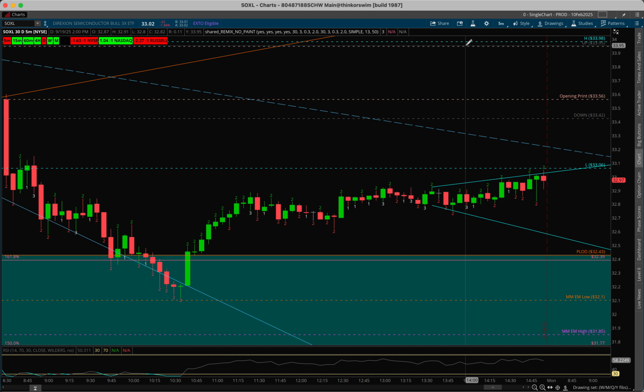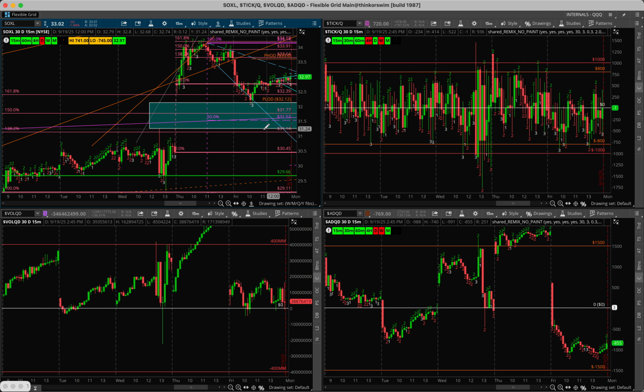Let's take a look at the QQQ internals and SOXL's price action on the week. So we can see in the upper left-hand part of the page, we've got SOXL's price action. The lower left-hand, we've got vol QD, which is basically just money going in versus money coming out. The lower right-hand corner, we've got ADQD, which is a measure of breadth. And the upper right-hand part of the charts is the tick Q, which is another measure of breadth, but a little quicker mover. So gives you a little bit more, I don't want to say real-time information, but it moves by the tick instead of by the minute, really.